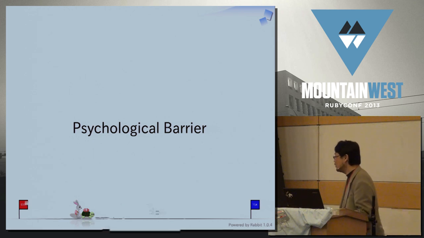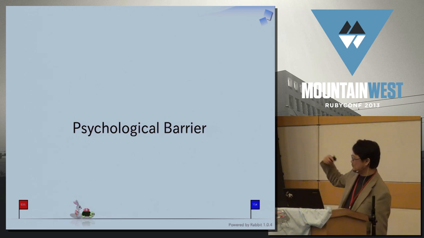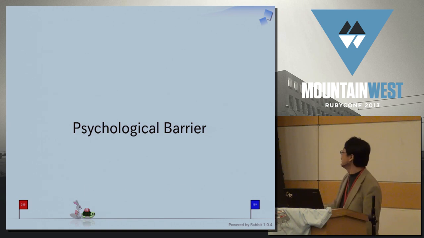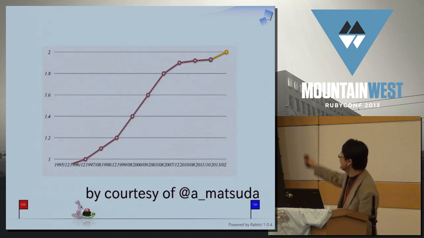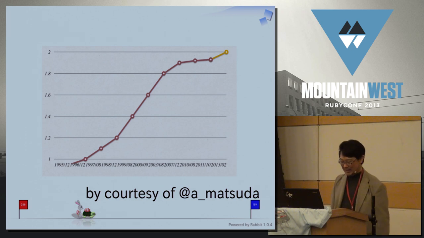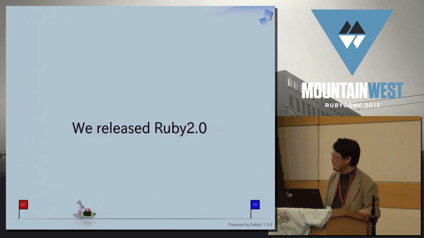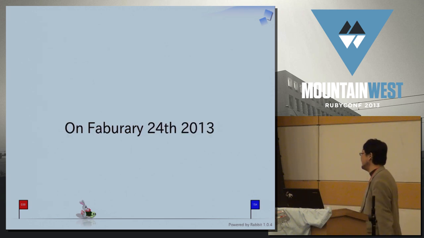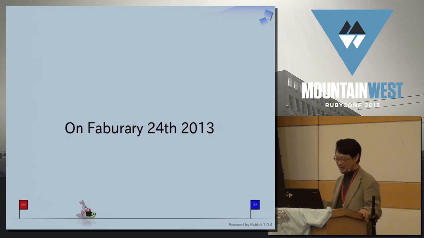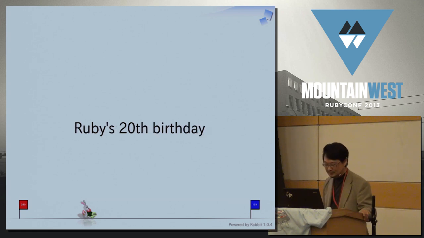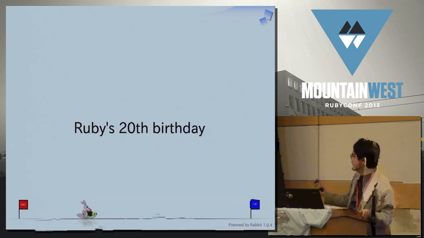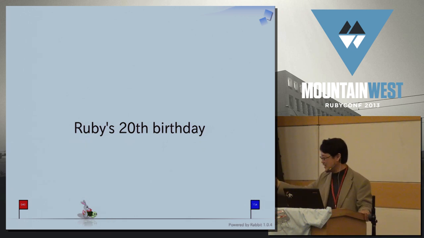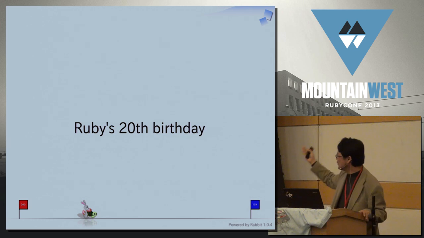But somehow we overcame the psychological barrier, so we finally released version 2 of the language on February 24th, 2013, this year. It is Ruby's 20th birthday. Back in Japan, the 20th birthday is the day a person or child becomes an adult. So Ruby is an adult now.